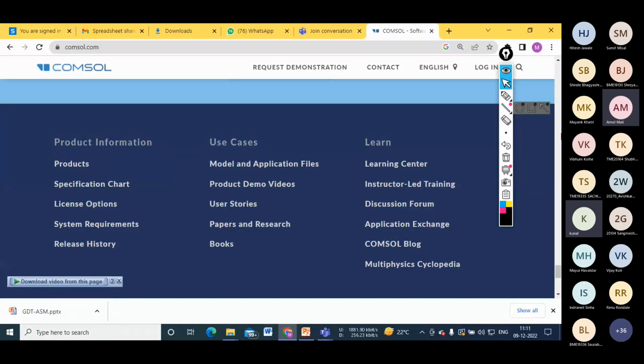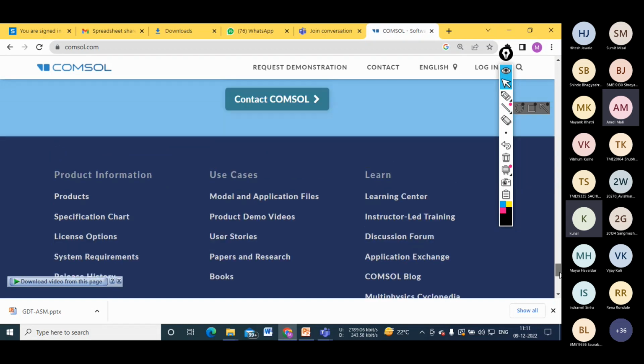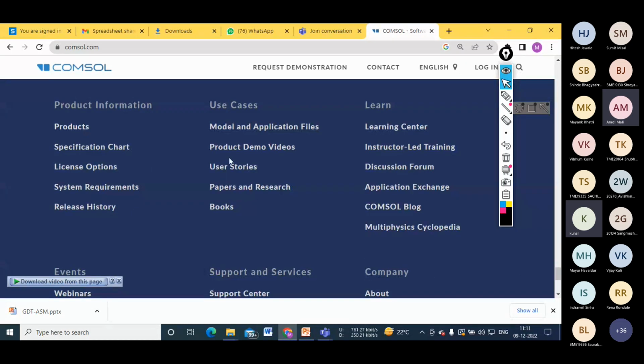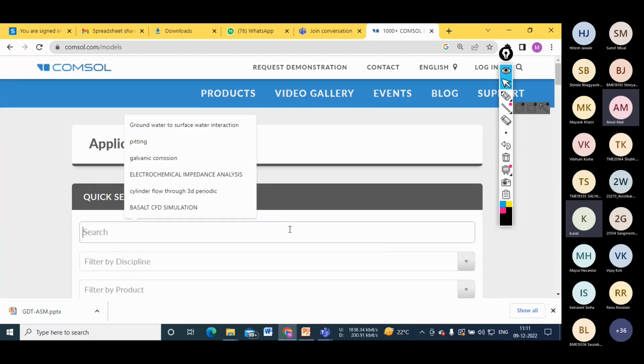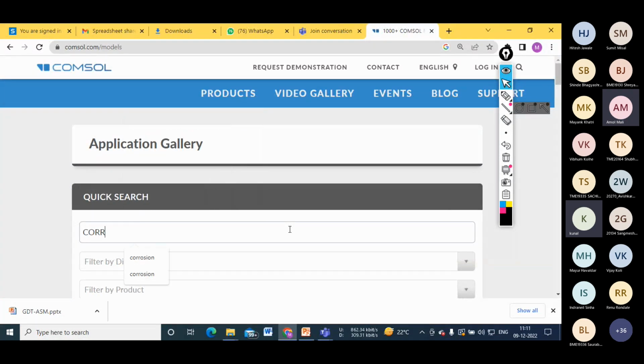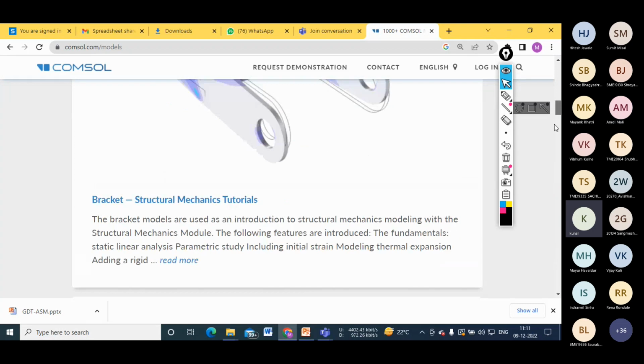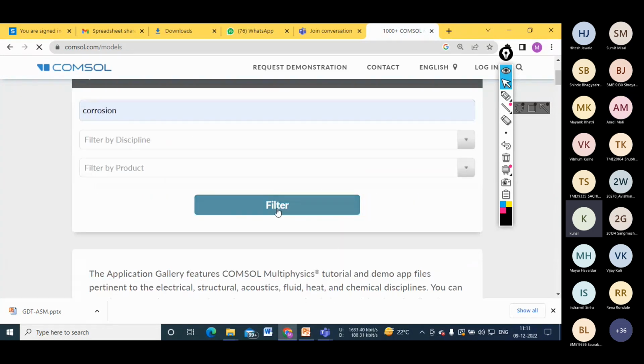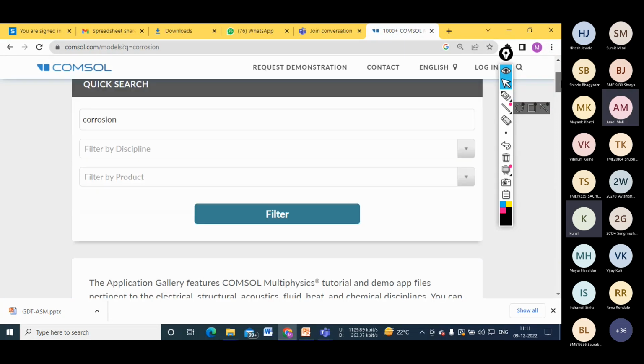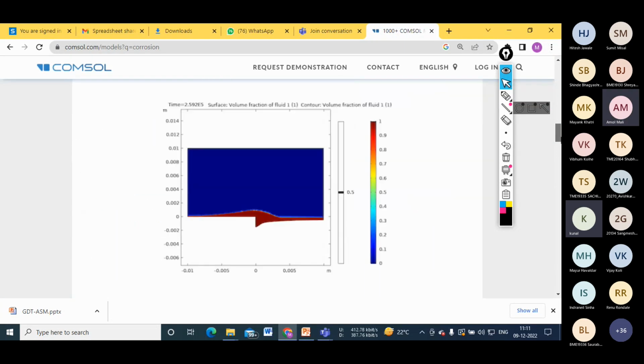Now next to that, here you can see this COMSOL Multiphysics software. If you want to download any physics tutorial, you can download it from search. For example, if you want to download some tutorials related to corrosion, you can put in corrosion and then you will get various tutorials. From those tutorials also you can learn how to solve the problem.